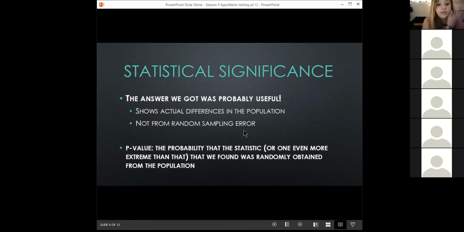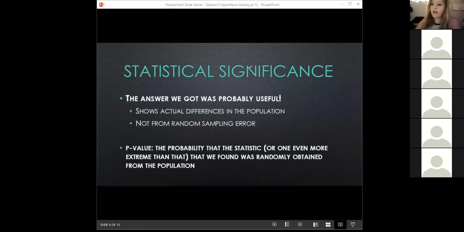P-value, this is something you'll see over and over again. It took me a while to wrap my head around what a p-value actually is. Always remember it is a probability, so our p-value is always going to be between 0 and 1. It's the probability that the statistic that we found, or one even more extreme, to whatever side we're looking at. So when we say even more extreme, let me write.